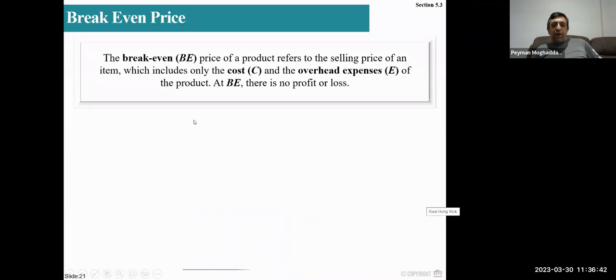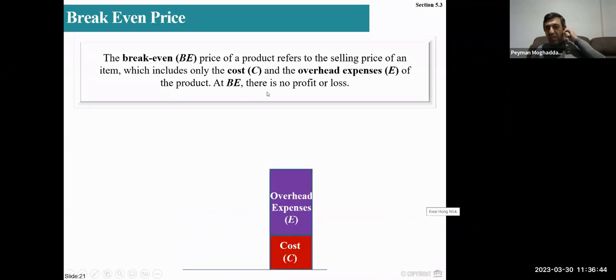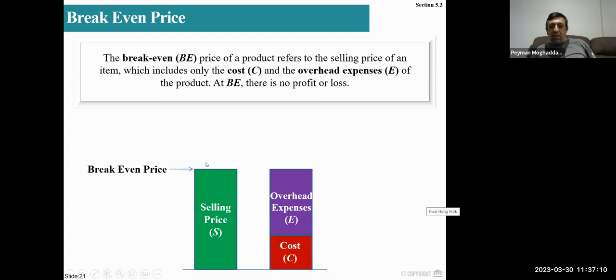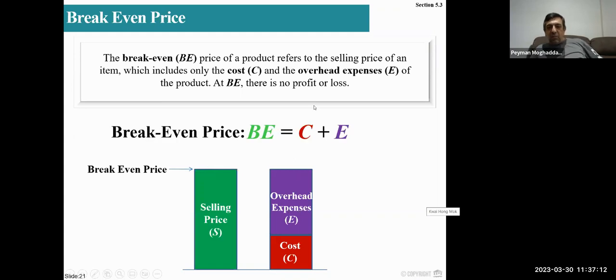So break-even price. Break-even price is the price without any profit. It's the same price that I used to calculate in my business. I did a lot of break-even pricing, so I didn't put any profit on my price. That's why the business went down, because I didn't put any profit. So break-even price is the price of basically cost and overhead expenses, without any profit. That's what we call break-even price. Basically the cost and overhead expenses give you a break-even price. Break-even price is cost plus expenses.